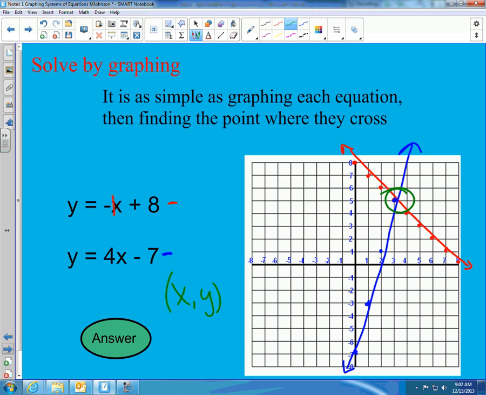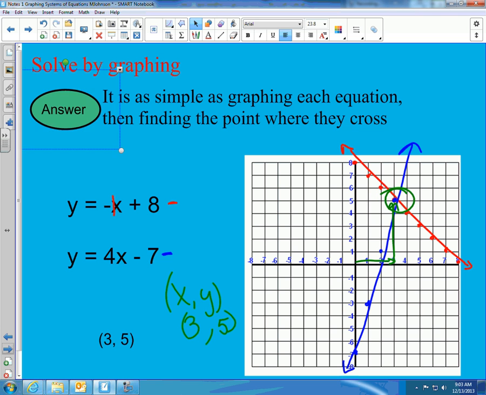Remember, x tells us how many we are going to the left or to the right, and I see that we go to the right 3, and then we go up 5. So both of our numbers are positive. Let's just check with our answer here. And we get (3, 5).